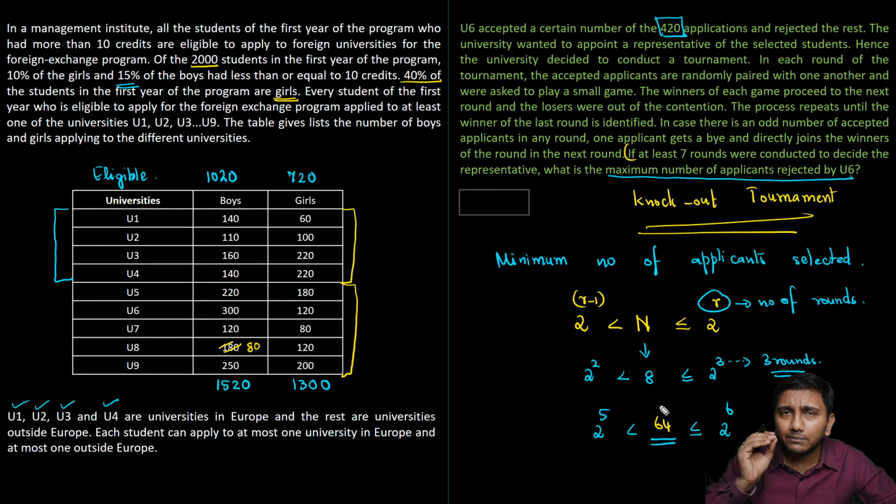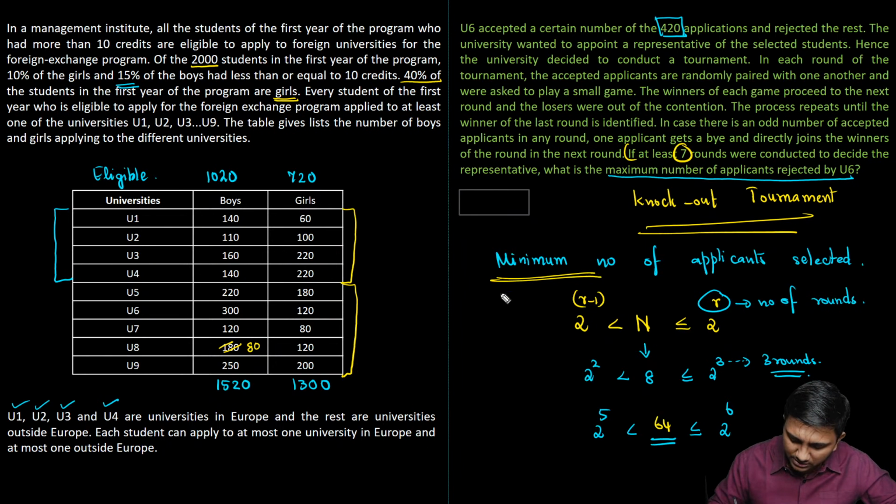So the smallest number of people for whom I will be forced to go to the 7th round is what? 64 plus 1, 65. So the least number of people you should have so that you will require 7 rounds is 65. Because if it is 64, I can still manage with 6 rounds. So one more than 64, that will require the 7th round. So as at least 7 rounds were conducted, I can take 7 rounds were conducted, because that will help me to minimize the number of applicants selected. And if 7 rounds are conducted, 64 plus 1, at least 65 applicants should have been selected.